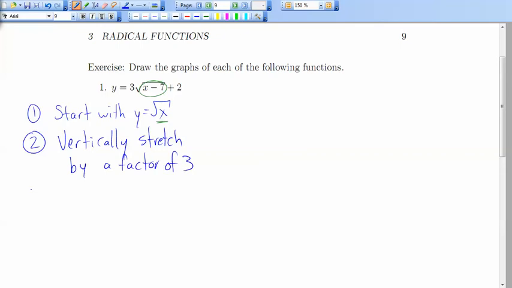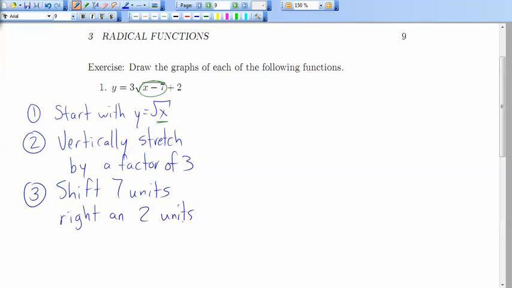So that multiplier of 3 out front says we're going to vertically stretch by a factor of 3. And the other terms are telling us about shifts. We're going to shift 7 units right and 2 units up. And that's it. There's our recipe. Let's go ahead and draw that. Put on a few of the interesting x and y values.